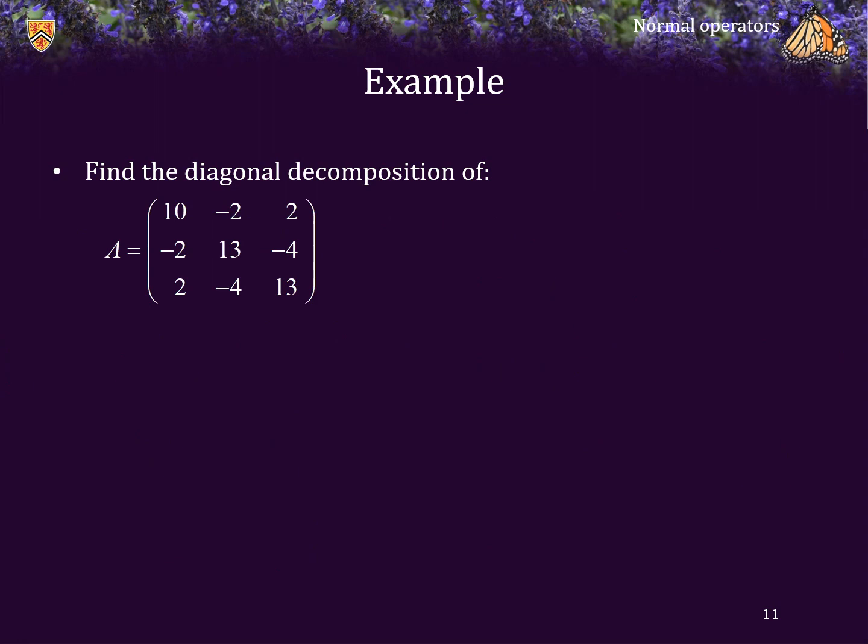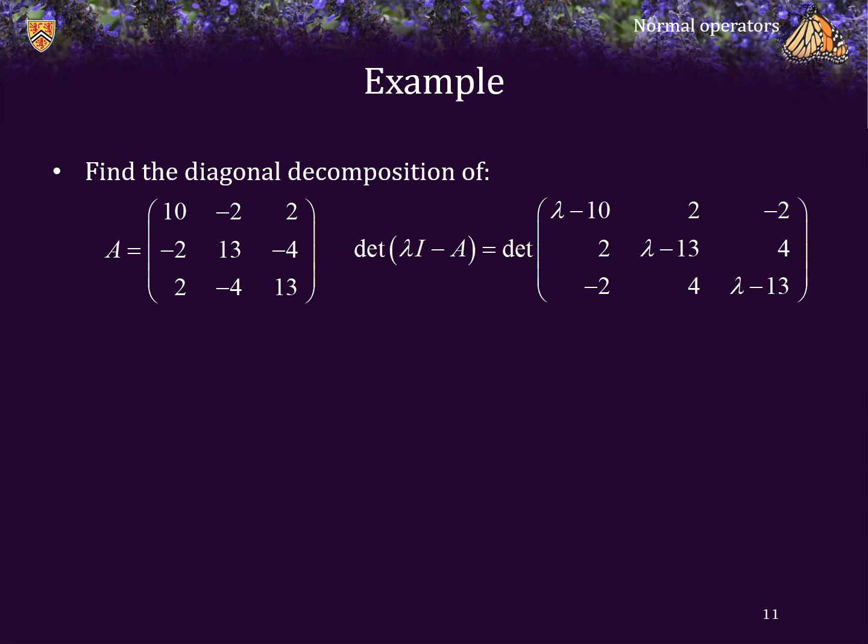Okay, so to find a diagonal decomposition of this matrix here, the first step we do is calculate the determinant of this matrix lambda I minus A. So that is, of course, going to be the product of the diagonal entries minus 16, minus 16, plus lambda minus 10 times 16, minus lambda minus 13 times 4, minus lambda minus 13 all times 6.